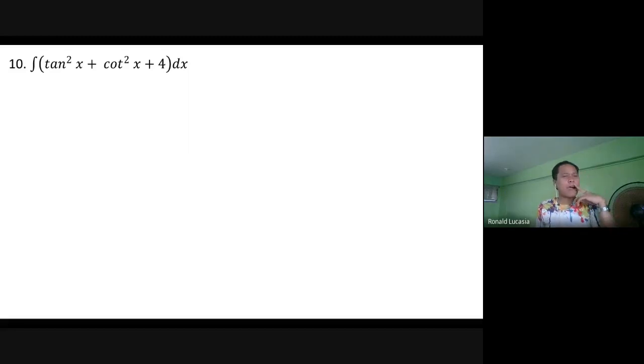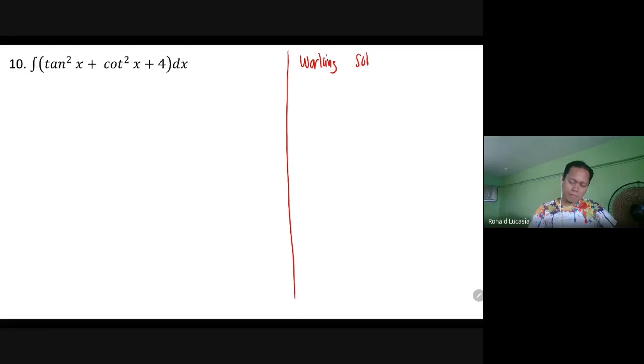Para may makuha ka diyan kay tangent squared x, balikan mo yung Pythagorean identity. Di ba yung Pythagorean identity? Tangent squared x plus 1 ay katumbas ni secant squared x. Si cotangent, meron din tayo diyan trigonometric identity. Ano yung trigonometric identity ni cotangent? 1 plus cotangent squared x is equal to cosecant squared x.